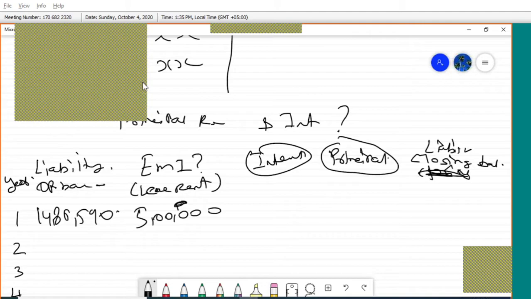What is the rate of interest? Rate of interest is 14.97 percentage.